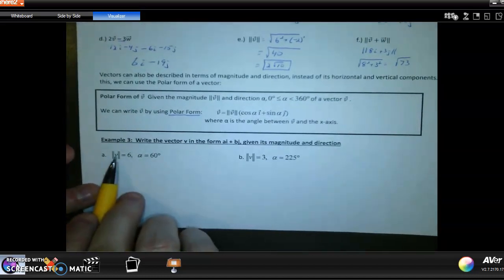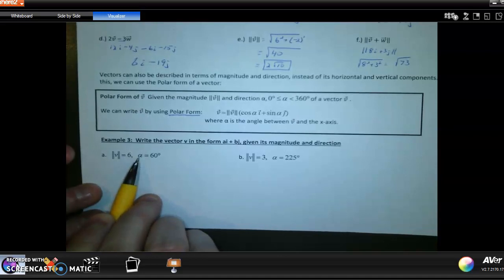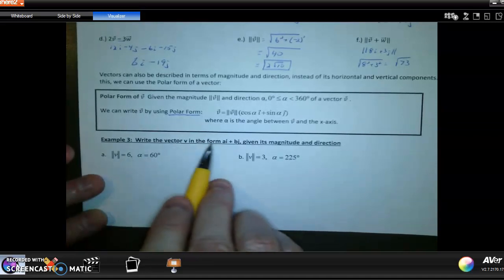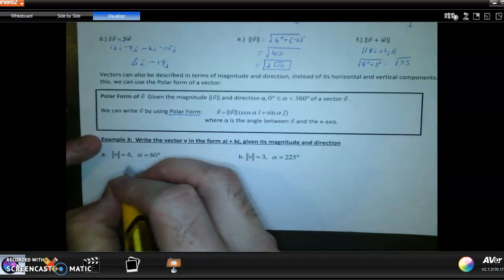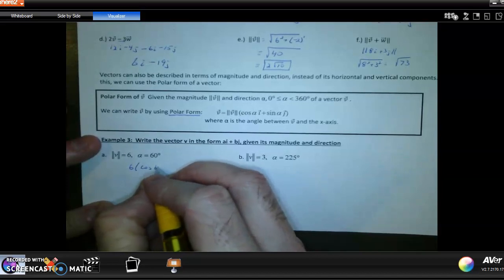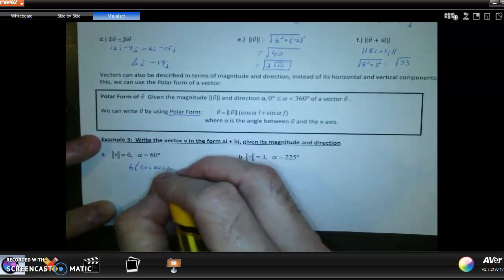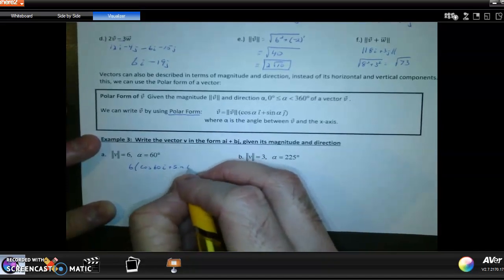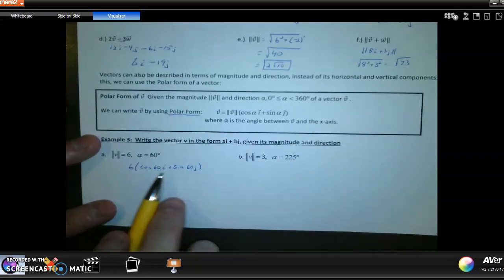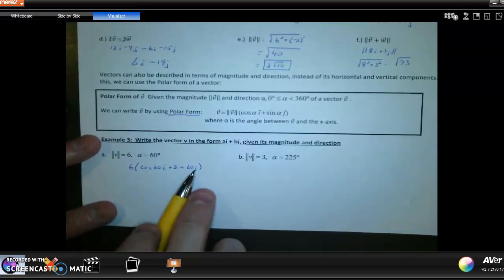So the magnitude of a vector is 6. The angle that the vector is traveling is 60 degrees. So how would I write the vector as a unit vector? Well, I would put 6 times the cosine of 60, i, plus the sine of 60, j, and now I'm just going to simplify that. So you may need to grab a chart, have a chart handy, so you can do this.